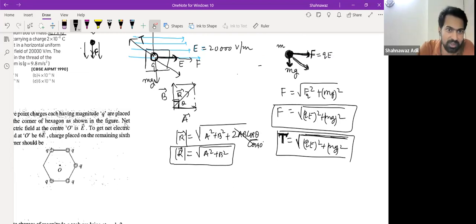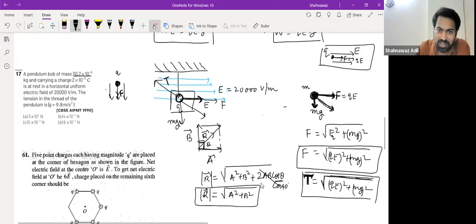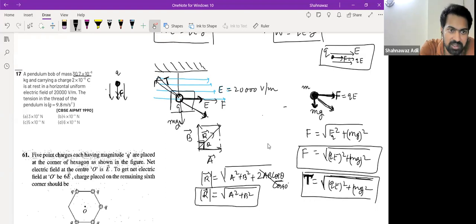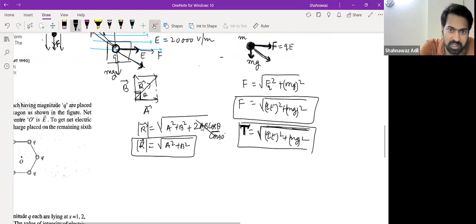So now let us focus. We are stuck at this question. So you understood, this was the resultant force, and this charge is in equilibrium, so this is balanced by this force. And this is the tension. We have to calculate this tension. So this is another kind of tension that we have to calculate.